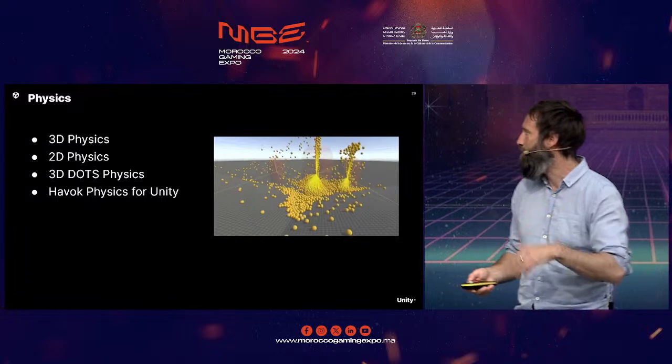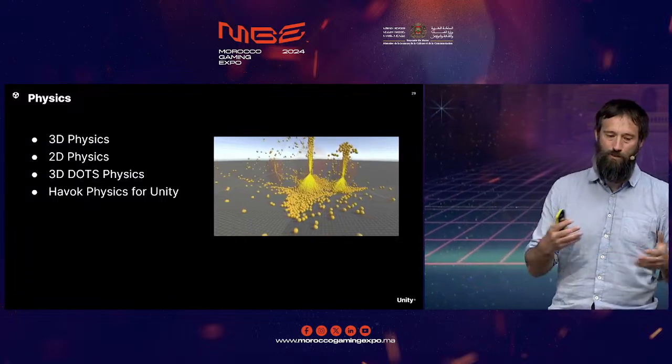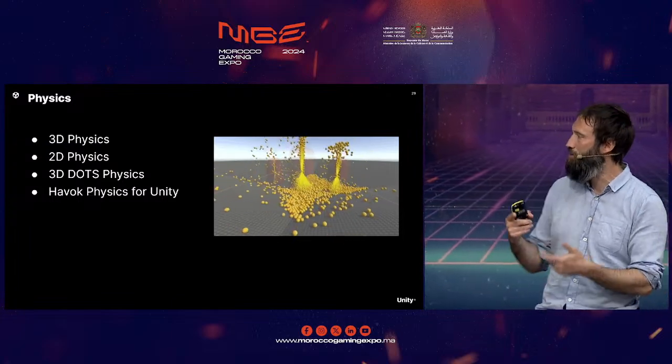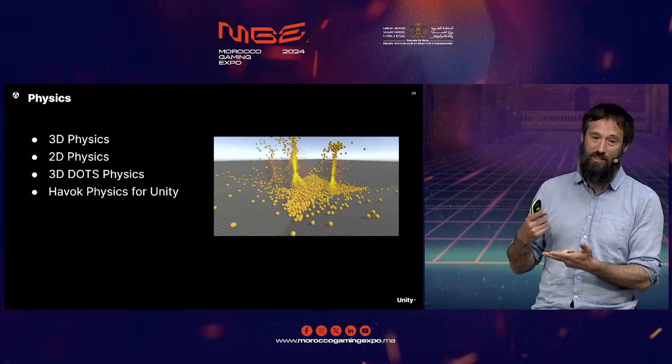And then you can add physics, of course. So you can add 3D physics, 2D physics. And we have 3 physics systems: the 3D one, the standard one, the 2D one, and then we have 3D dots physics.